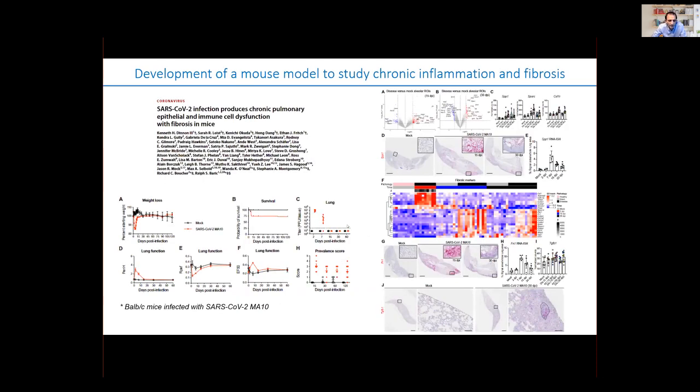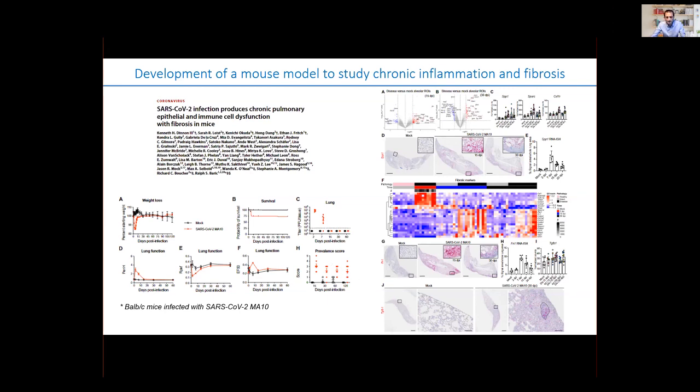Ralph Baric's laboratory has utilized the mouse-adapted MA10 strain, laboratory generated very early on in the pandemic, to help model chronic inflammation and fibrosis in mice. This corresponds with upregulation of a fibrotic gene called SPP1, and they believe this is linked to possibly sustained expression of TGF-beta through 30 days post-infection.